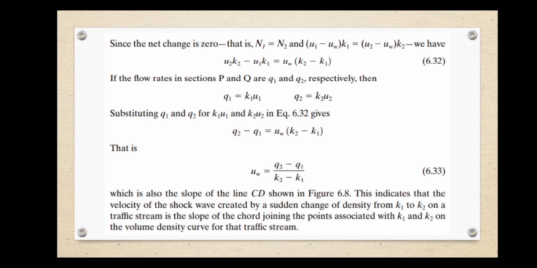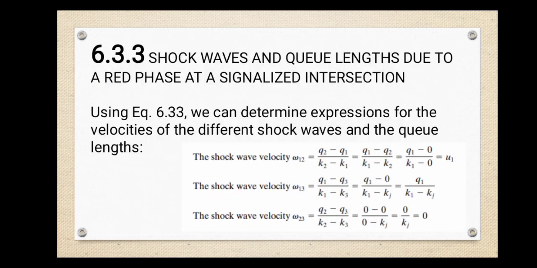This indicates that the velocity of the shock wave created by a sudden change of density from K sub 1 to K sub 2 on a traffic stream is the slope of the curve joining the points associated with K sub 1 and K sub 2 on the volume density curve for that traffic stream.